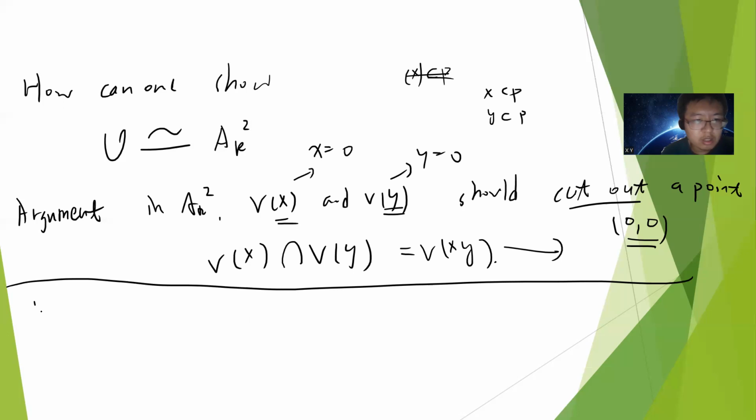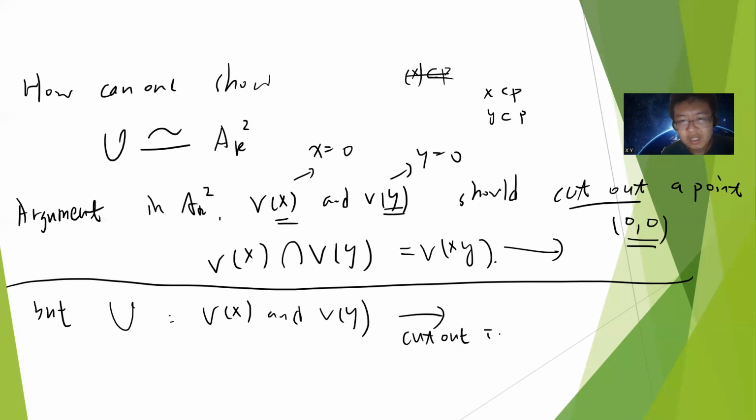But in U, right? If you ask what is V(x) and V(y), it will cut out to be empty, because there's no (0,0) that you can cut. So if you ask x equals 0 and y equals 0, you get empty. So this shows that U is not affine.